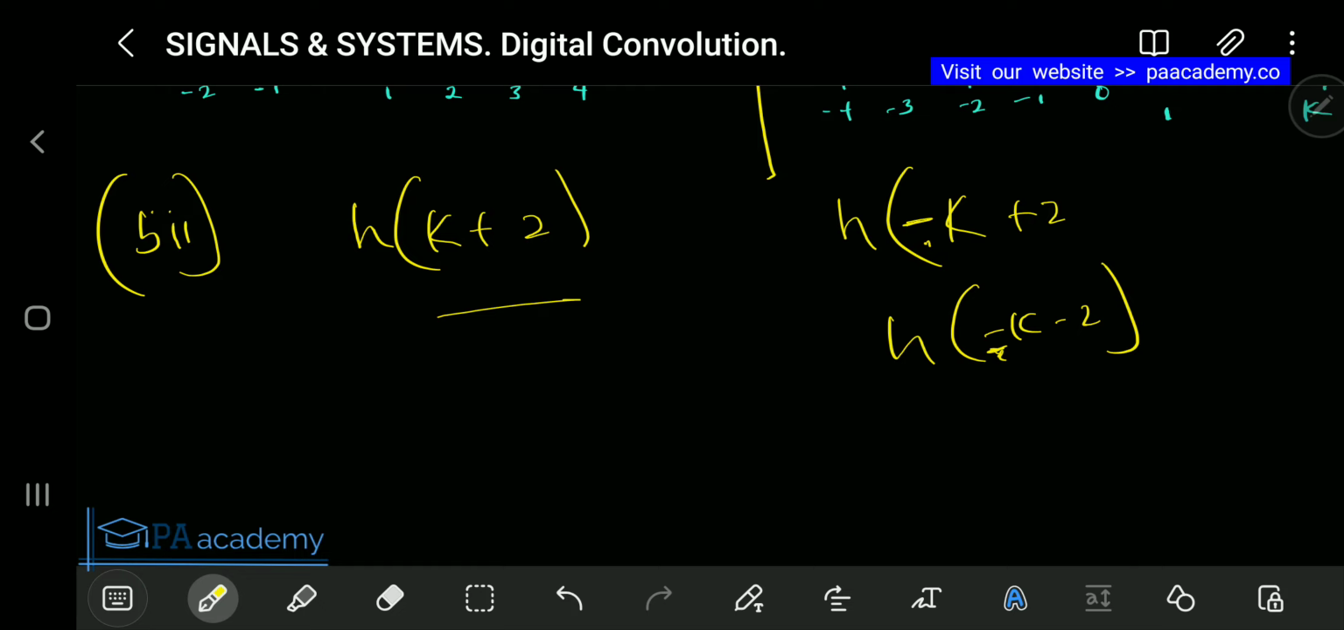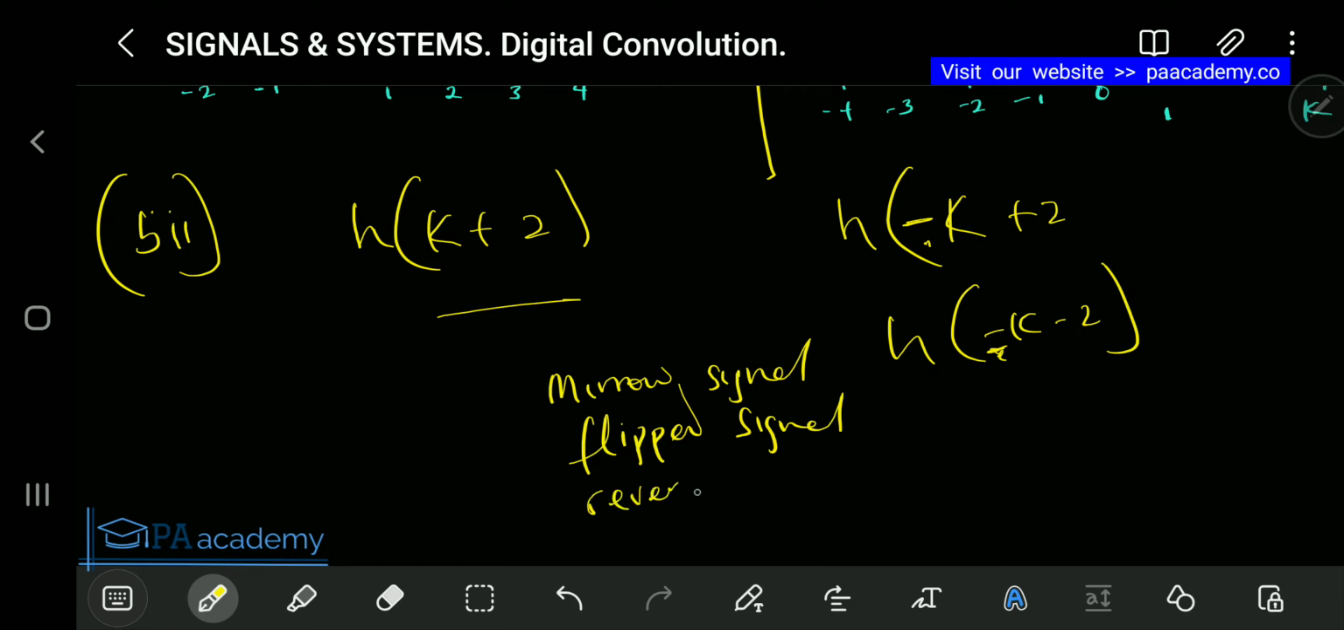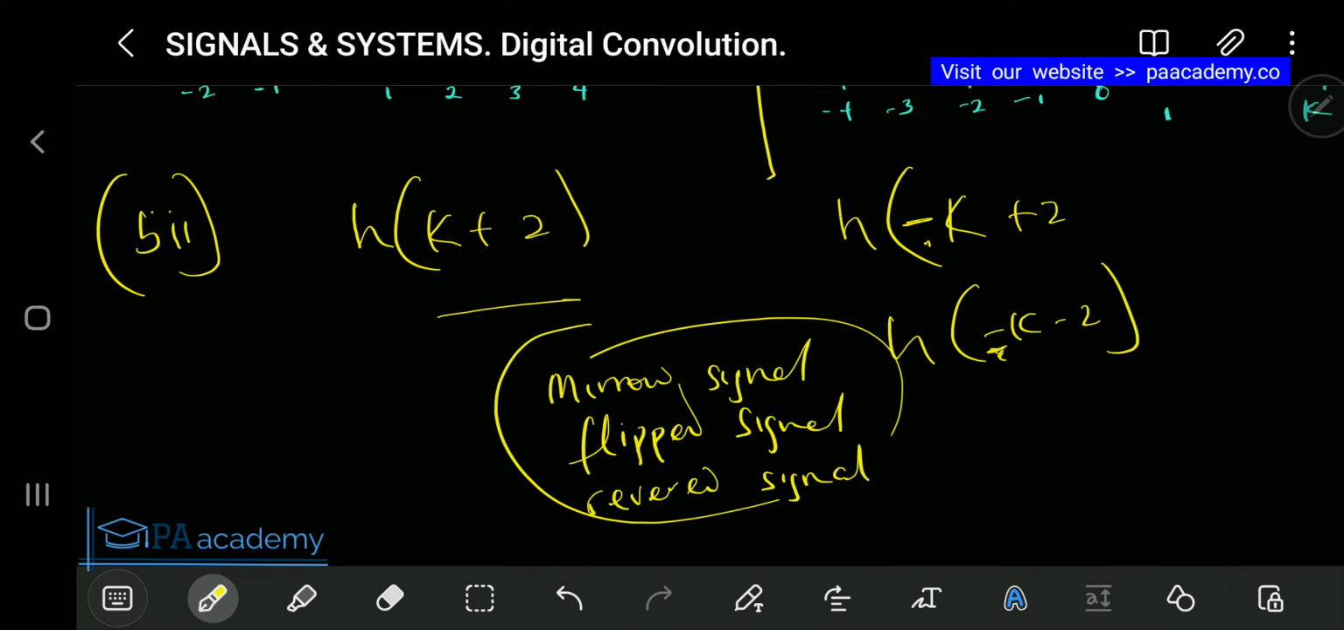And don't forget, like I said earlier, whether they call it a mirrored signal, a flipped signal, or a reversed signal, we are still saying the same thing. So I might use these interchangeably, but if I mention any of these words, mirror signal, flip signal, reverse signal, I'm saying the same thing.